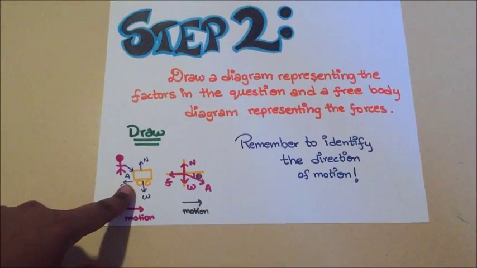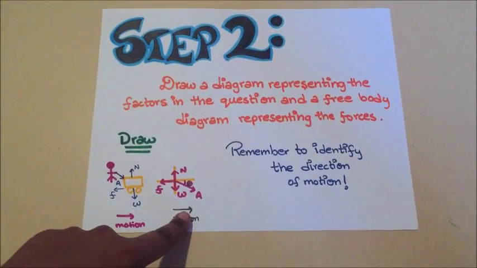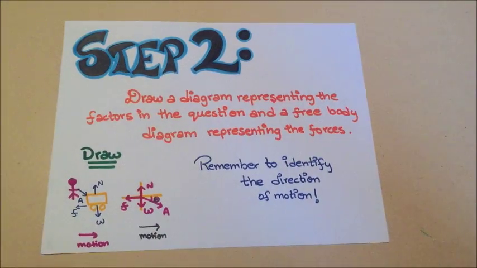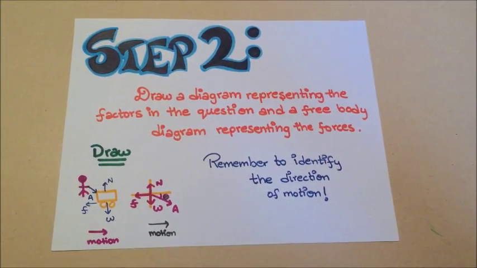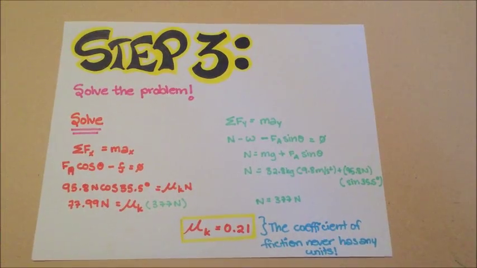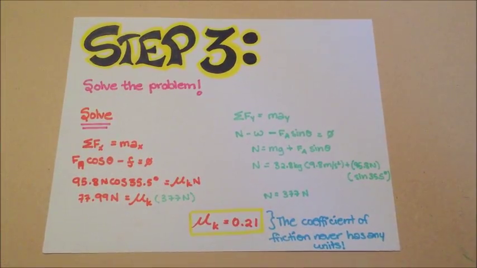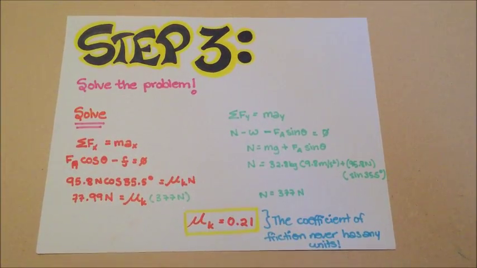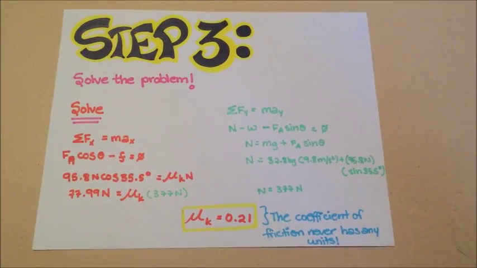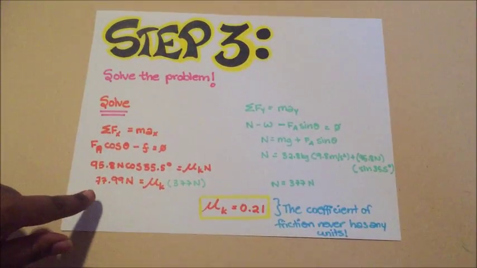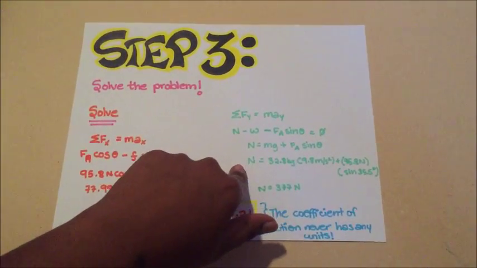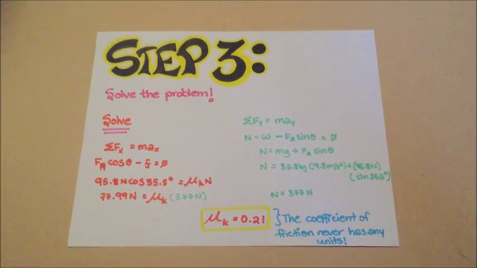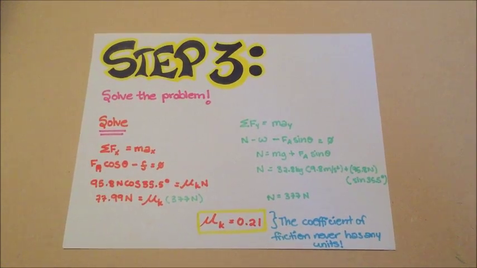Here is a diagram representing the question, and here is the free body diagram representing the forces. Remember to identify the direction of motion. It's now time to solve the problem. To solve the problem, look at the free body diagram and separate the given forces into their x and y components. Then, use the force formula to plug and chug and find the missing variables.